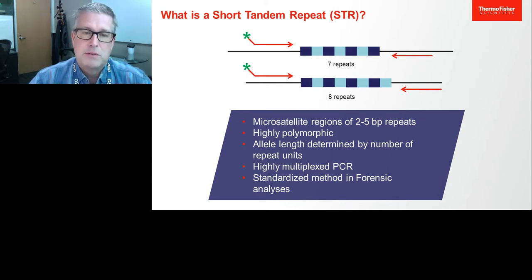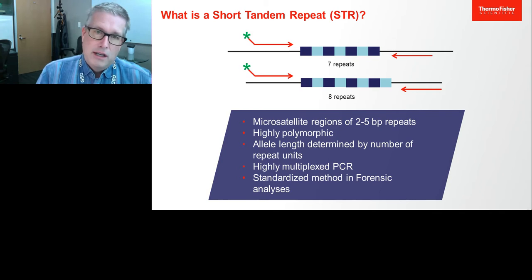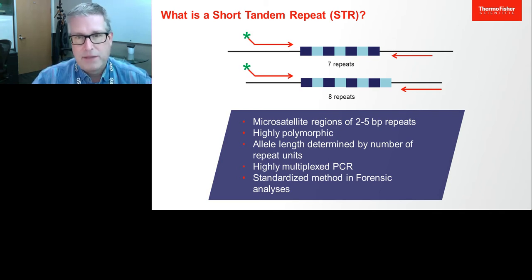The allele length is determined by the number of repeat units that are present. For example, for this individual, one homolog has 7 repeats, and the other homolog has 8 repeats. So 2 versions because they're diploid, 7 and 8 repeats. And at this locus, then, there's a fingerprint of 7 and 8 that can be analyzed.